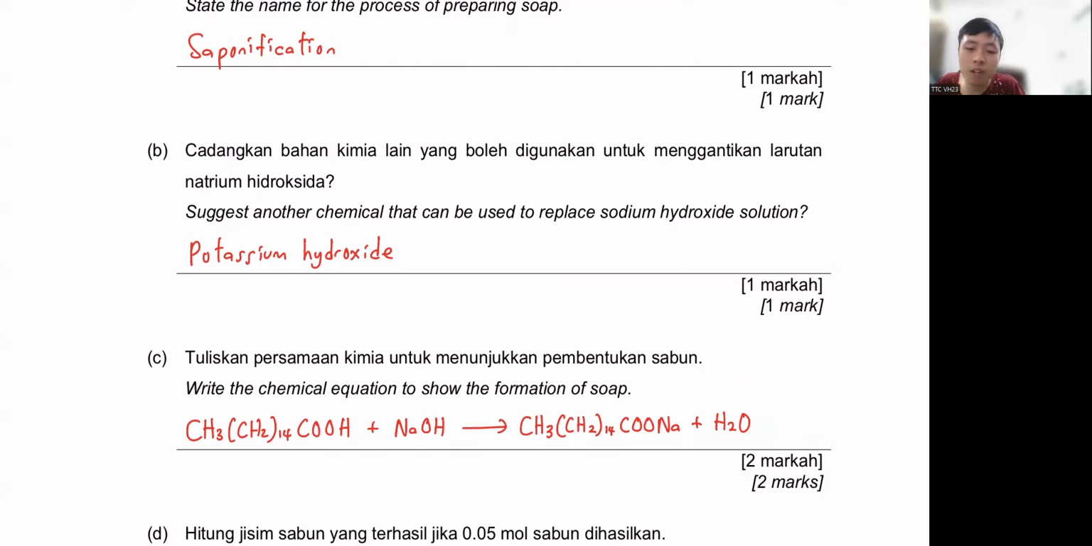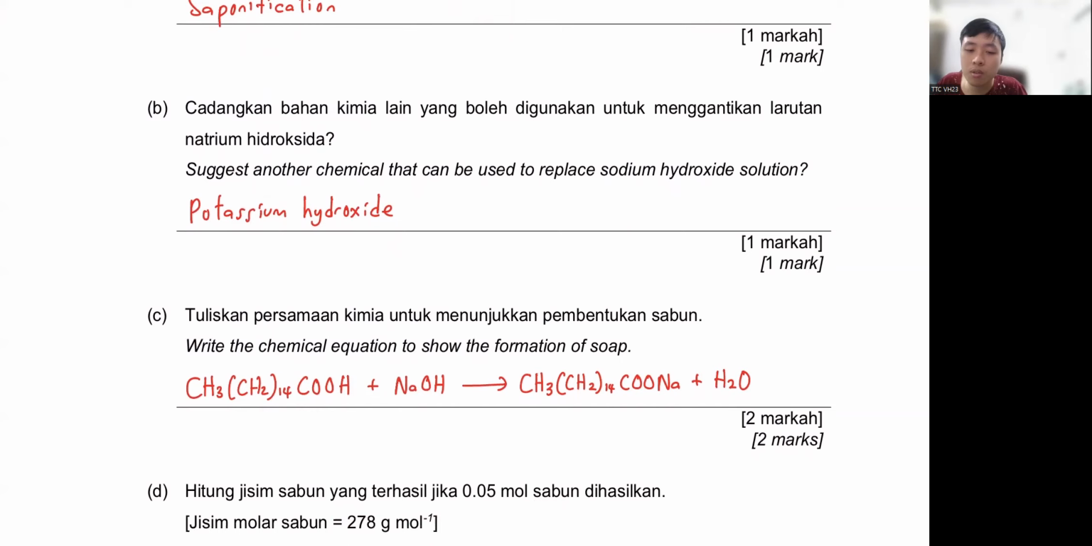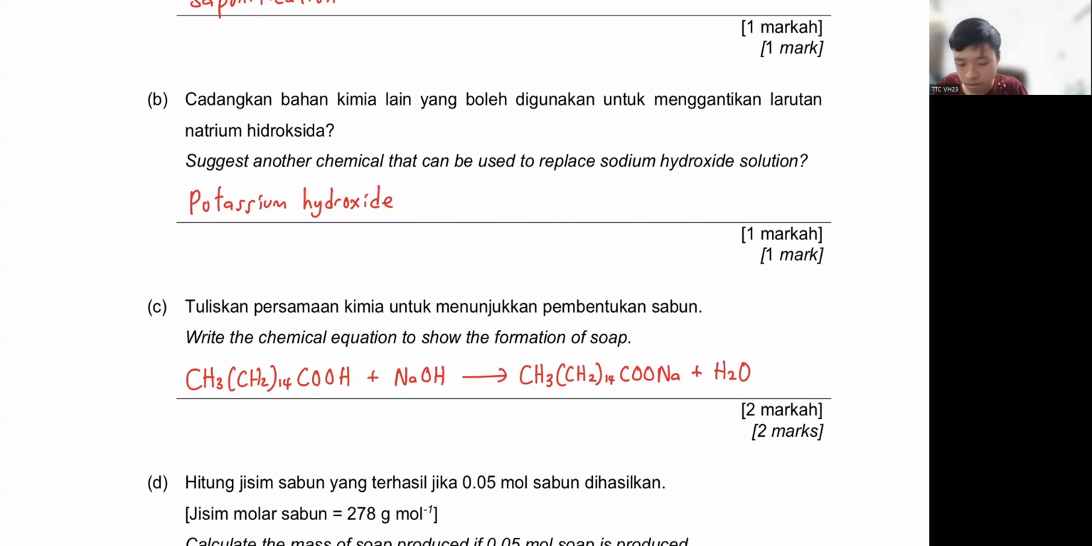Now, a very, very simple question, and only 1 mark. They give you the molar mass. Very simple. So you just do 78 times 0.05, because number of moles equals mass over molar mass, so mass equals number of moles times molar mass.